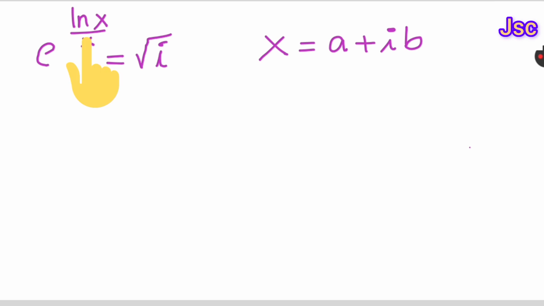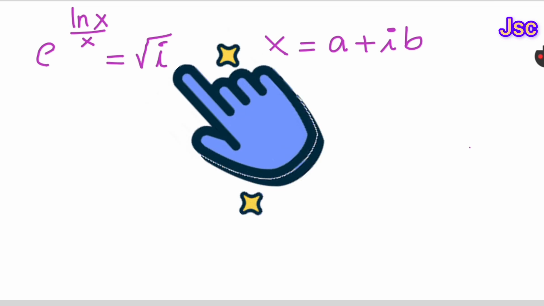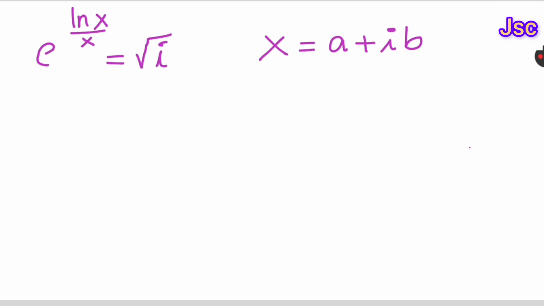We have to start either from e raised to power of ln x over x, or from the right hand side, which is square root of i. Let's see in detail. I am going to start with the right hand side, which is square root of i. First I am going to show you what is i.